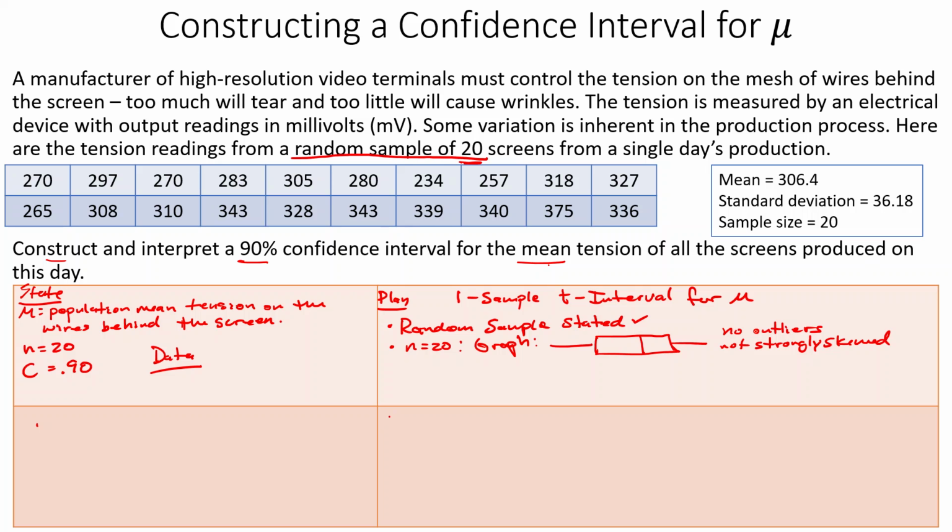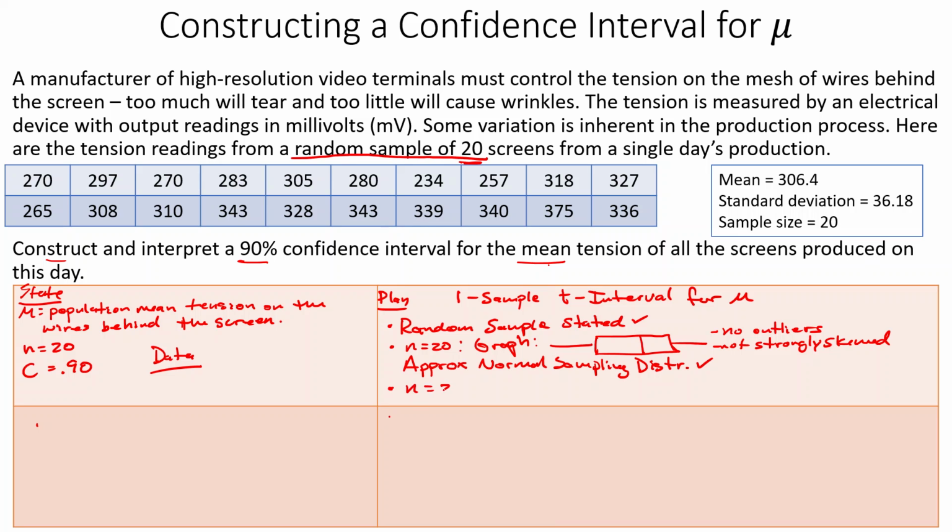I do want to state both of those things. No outliers, not strongly skewed. So then we've got that it is an approximately normal sampling distribution. All right, so condition 2, check. It's a little more work than normal, but we can do it.